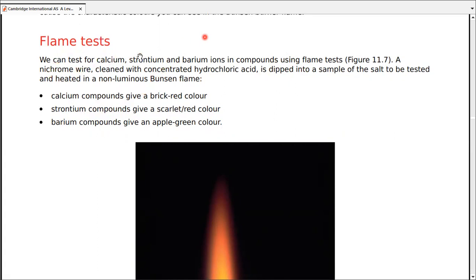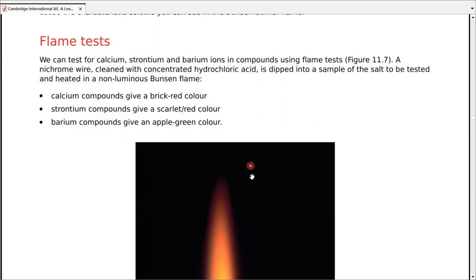We use a nichrome wire. This is a nickel chromium alloy nichrome wire. You may use a platinum wire, but since platinum wire is absent in most of the schools, being very expensive, we try to go for nichrome wire. That is cleaned with concentrated hydrochloric acid, is dipped into a sample of the salt to be tested and heated with a non-luminous Bunsen flame.